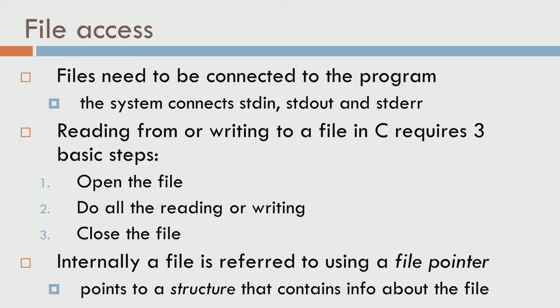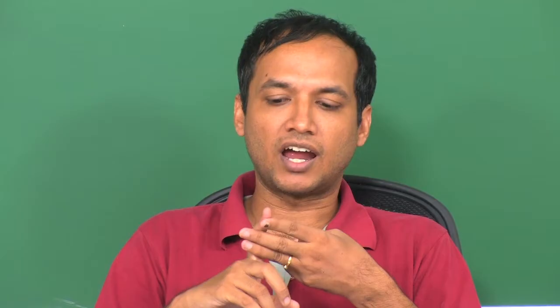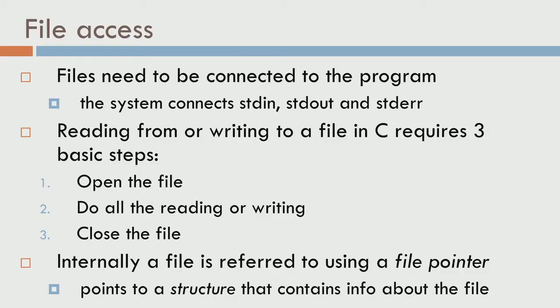So, reading and writing a file in C requires 3 basic steps. You need to be able to open a file, you need to be able to do all the reading or writing that goes with it, and finally you should close the file. And instead of dealing with file names explicitly in our programs, we will deal with what are called file pointers. So, a file pointer is essentially a pointer to a structure that contains a lot of information about the file. Again, we do not have to know a lot of details about what is in the structure, but just remember that we will deal with file pointers and not file names directly.